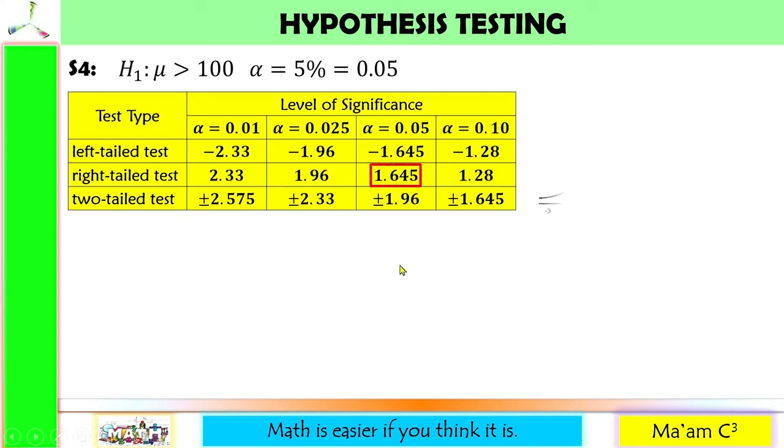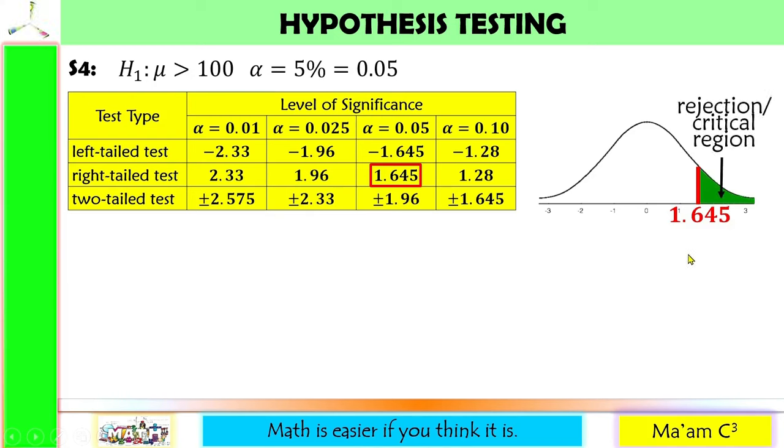Let us sketch the curve. Locate 1.645, that is somewhere here. Label that. Shade the right tail of our curve. This is our rejection or critical region. Step 5, let us make our conclusion and interpretation.